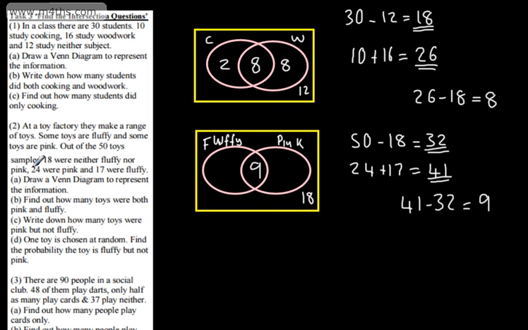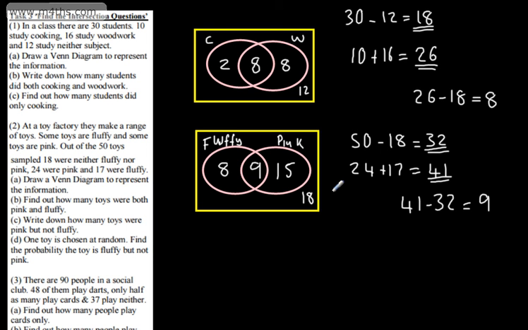So if we look at this now, we've got 24 were pink and 17 were fluffy. So let's start here. 17 subtract 9 is 8. 24 subtract 9 is going to be 15. So let's just check this adds up to 50. That's 8, 17, 32, 50. Yes, it does. So all I've done is found the middle, and they are the people that are being represented twice, essentially, fluffy and pink.